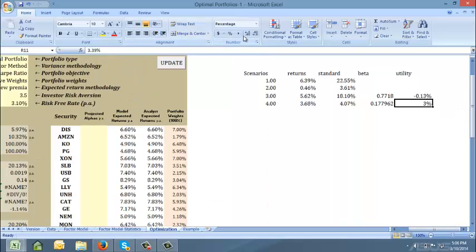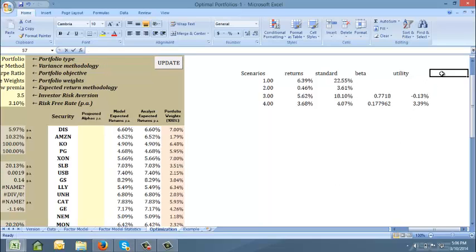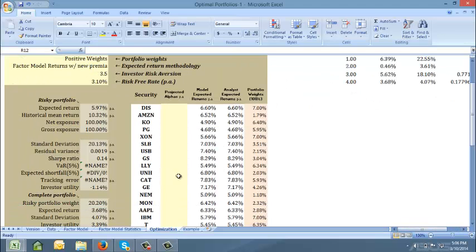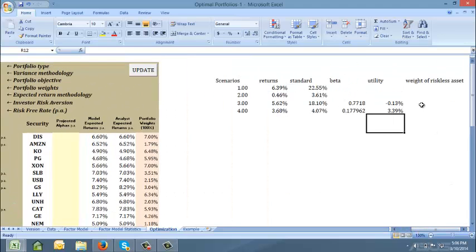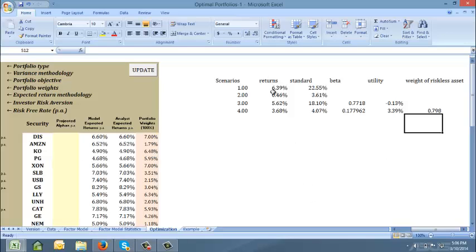Alright, and the last one it asked for was the weight of the riskless asset. So this is easy. The weight of the risky asset was 20.20%, so we're just going to subtract. We're going to go 1 minus 0.2020, and we get an answer 0.798. That's close, probably off again because of solver. That's how you do it. We're done.